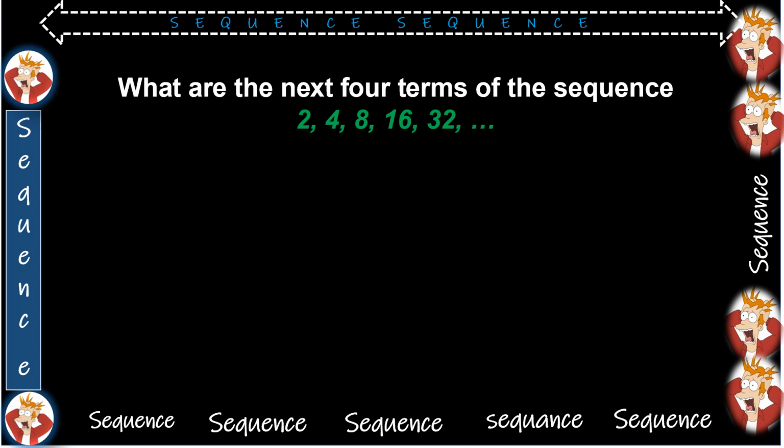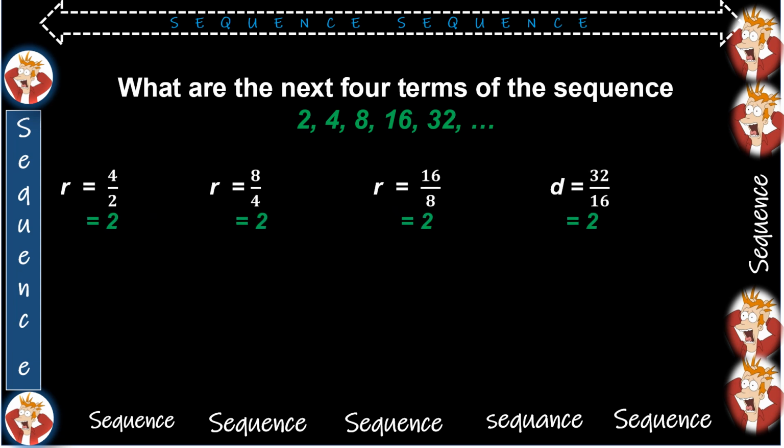What are the next four terms of the sequence, given 2, 4, 8, 16, and 32? So una natin gagawin is to find for the common ratio. And to find for the common ratio, just divide the second term and the first term, itong dalawa, pagsamahin natin.